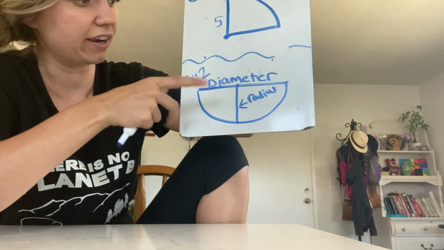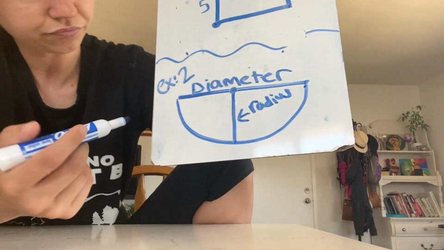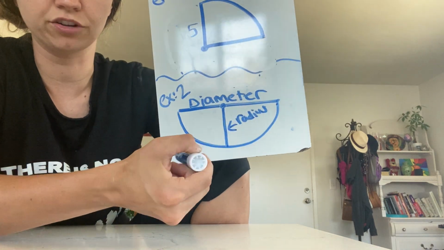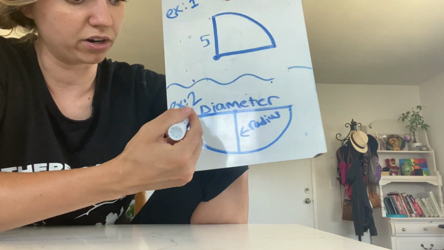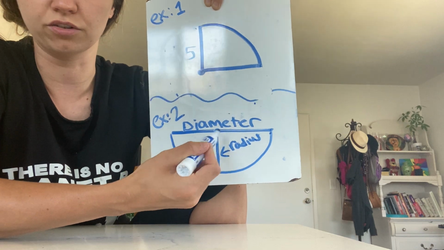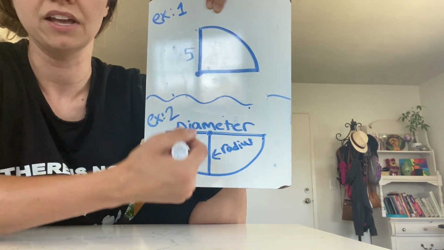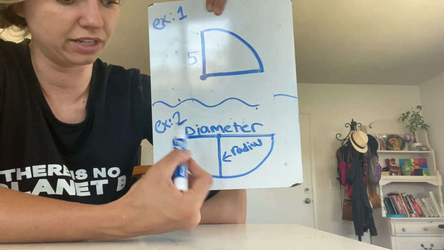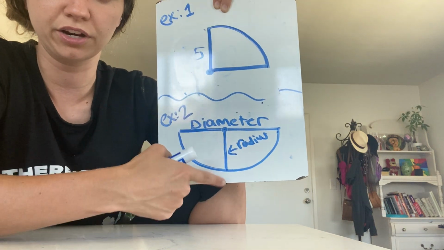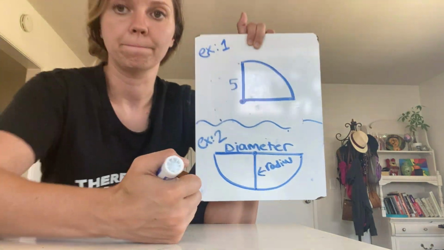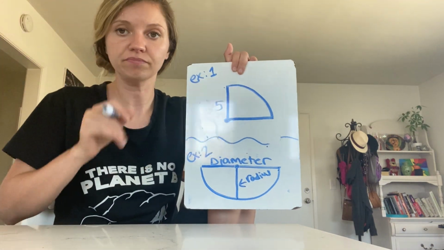Okay, now, second example. Example 2. This is a semicircle, which is just a half circle. Make sure you still remember, if it goes all the way across the circle, like a real whole circle, not just a piece of it, if it goes across the entire circle, it's the diameter. If it's just halfway across, it's the radius, just like this. Okay, that's the main thing I wanted y'all to understand from that.